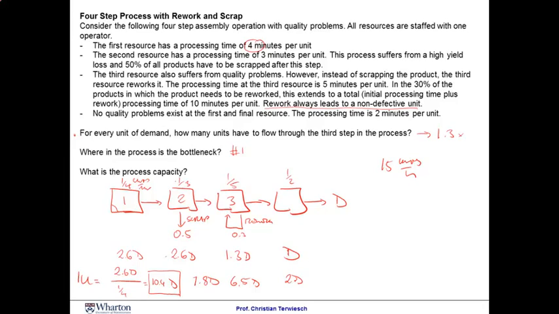But the problem, of course, is that 50% of that stuff will be scrapped. And so really only 7.5 units per hour will make it to the end. Notice that the rework loop is not impacting this number because the rework does not involve the bottleneck. It really has no impact on the overall process capacity.